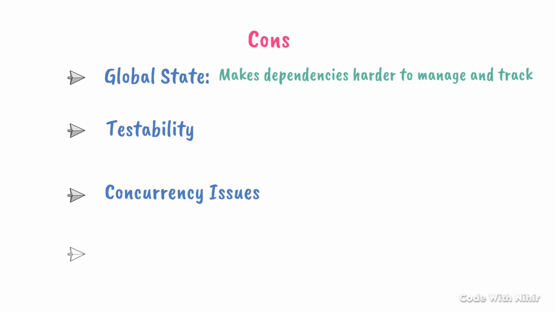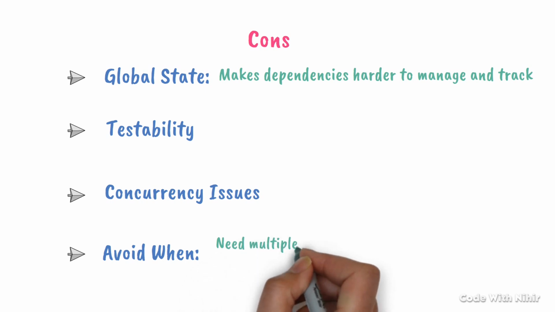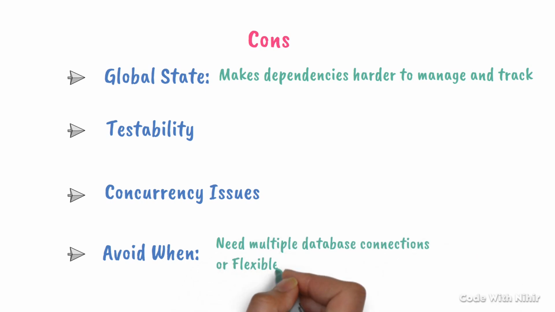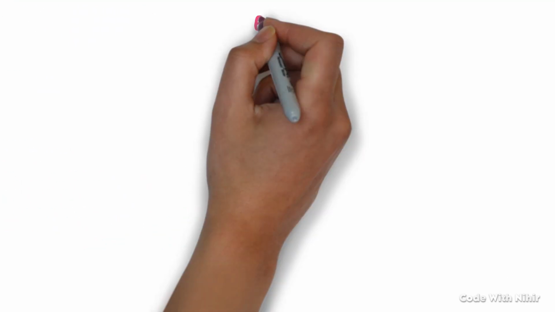So the question arises, when should we avoid them? When you need multiple database connections or flexible unit testing, in those kinds of scenarios, you can avoid singleton design pattern. Now, it's quiz time. Let's see if you have been paying attention or not.